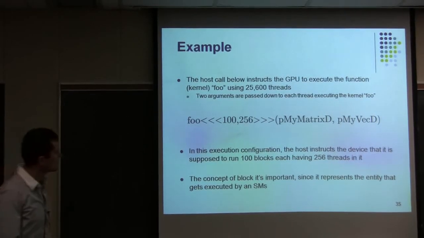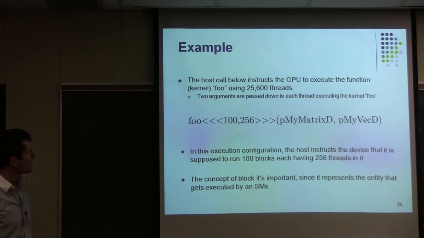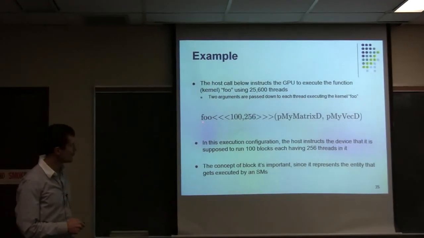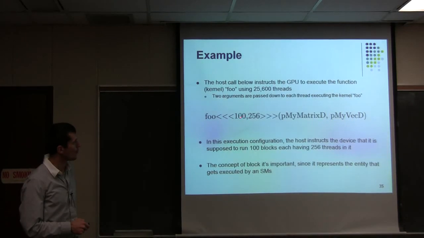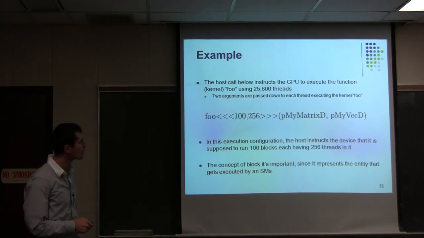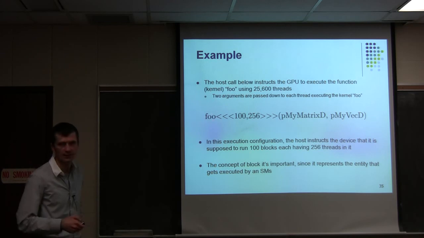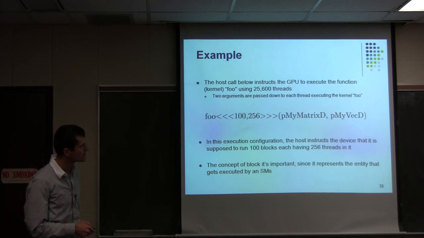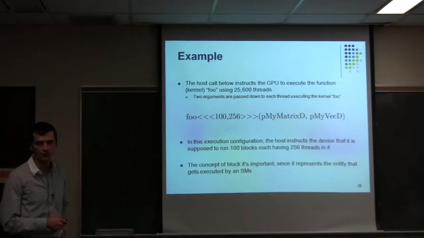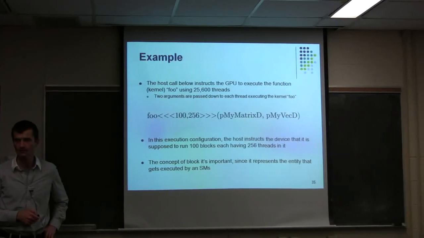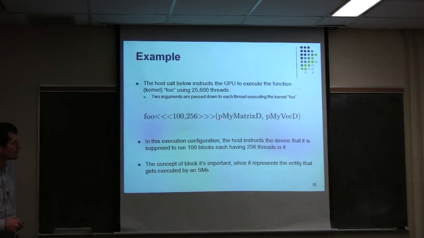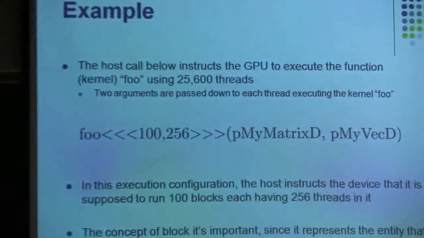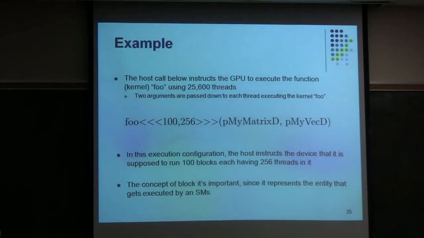An example here of running a kernel called foo, and you say, I want to run the kernel foo using 100 blocks, and each block has 256 threads. So effectively, it means that whatever subroutine foo is, that kernel, it will get passed these two pointers, and that subroutine will get executed 25,600 times.